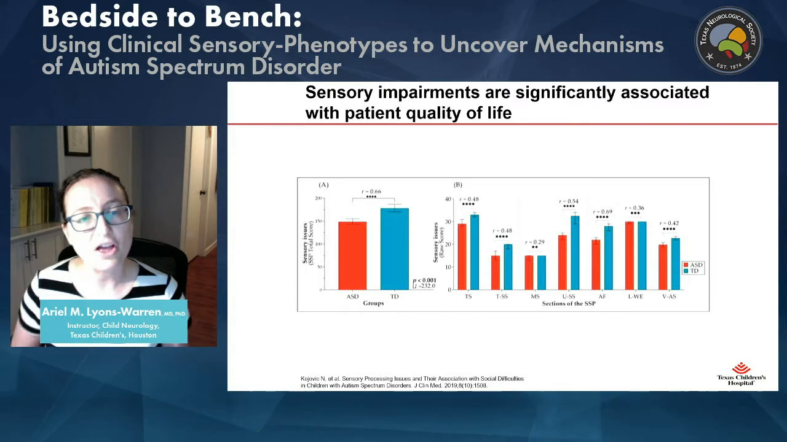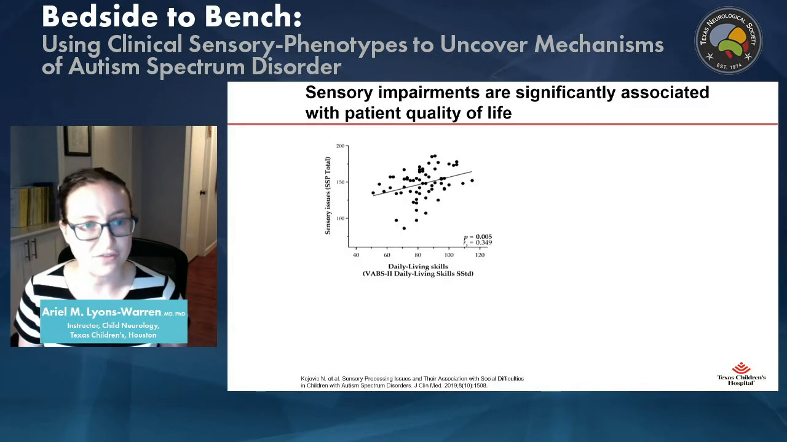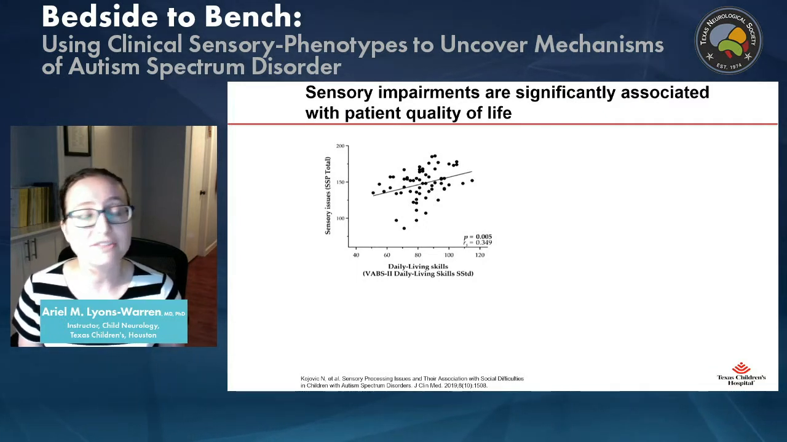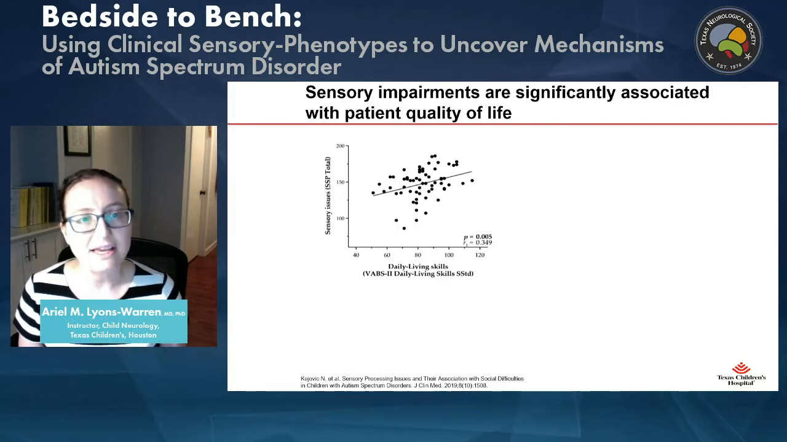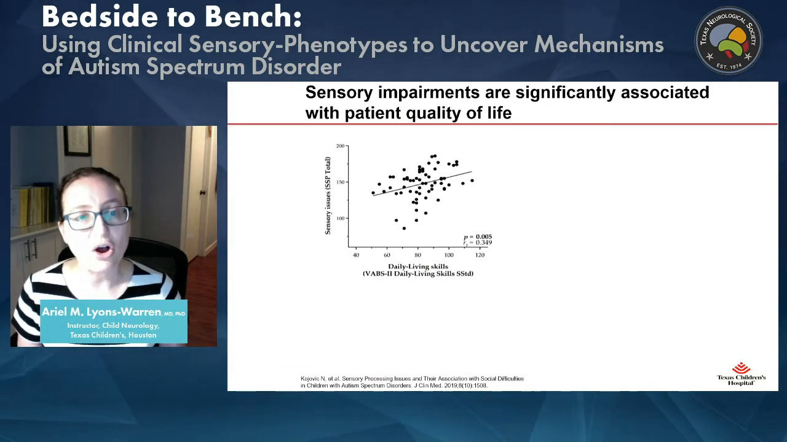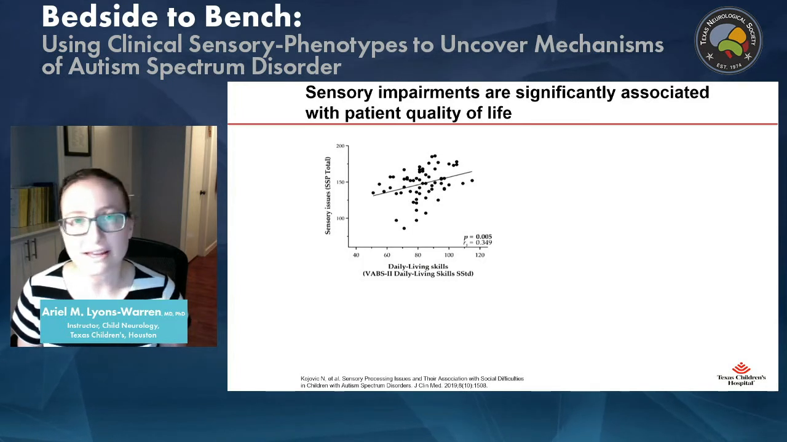The authors then went on to correlate these sensory features, now shown on the y-axis, so the total score on the sensory assay, with measures of daily life, in this case, daily living skills. And what you can see is that children with worse sensory scores, lower numbers, also had more impairment in their daily living skills.